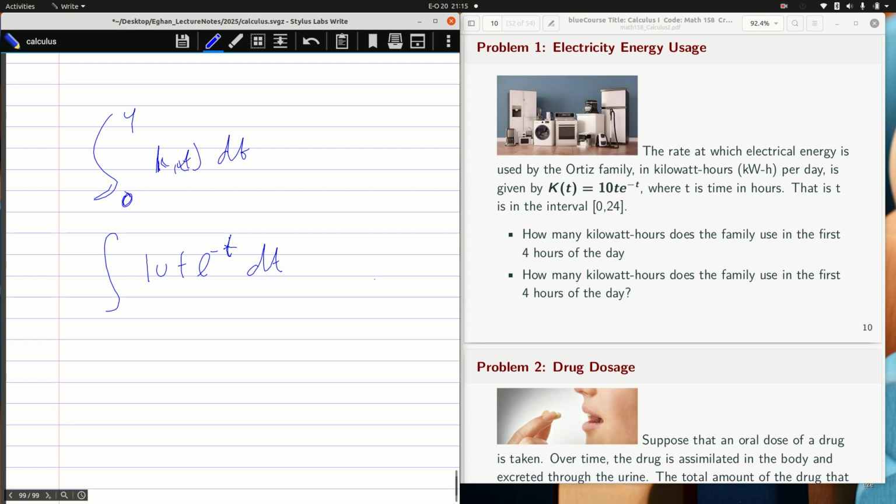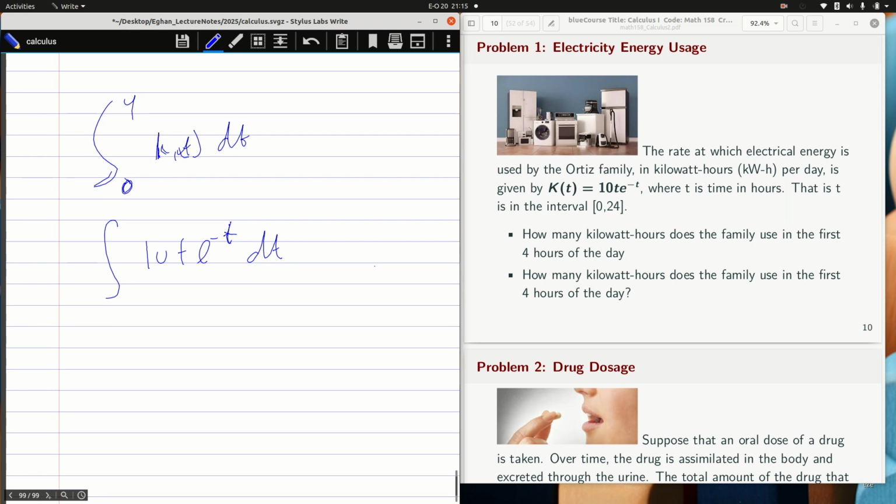It is how many kilowatts does a family use in the first 4 hours of the day? Well, I think I've repeated the question here, so it's the same thing. When you are done, you are going to get a numeric answer because we have limits of integration attached. In the previous examples, it was indefinite, but now we have a definite integral. So how many kilowatts per hour consumption is this?